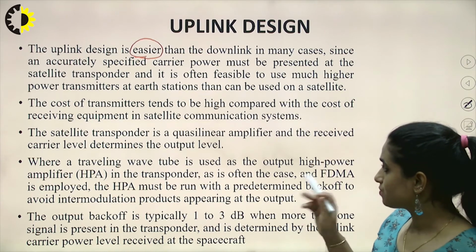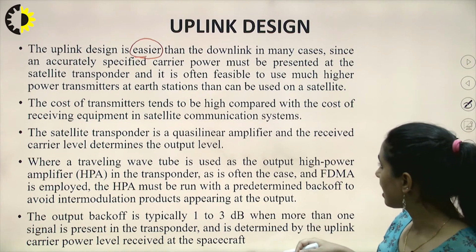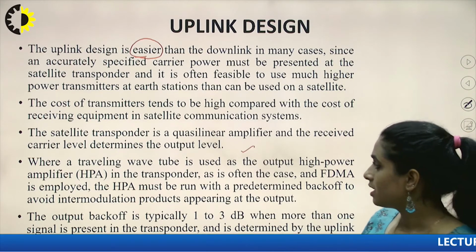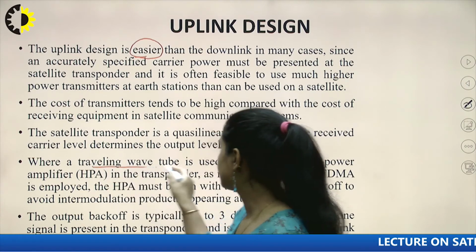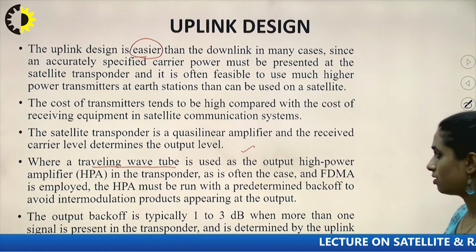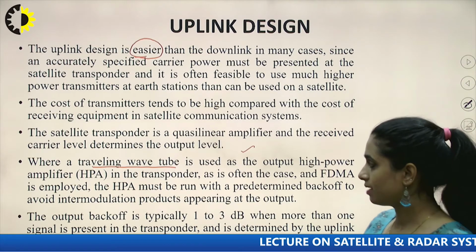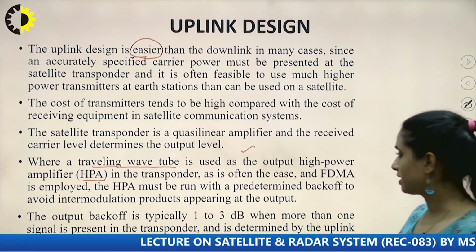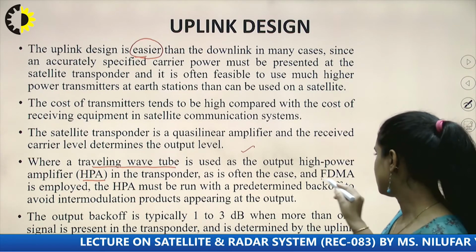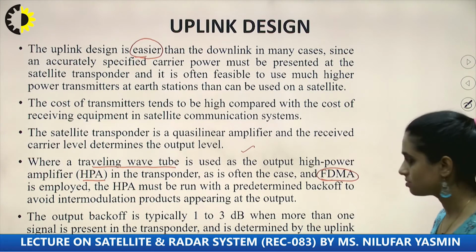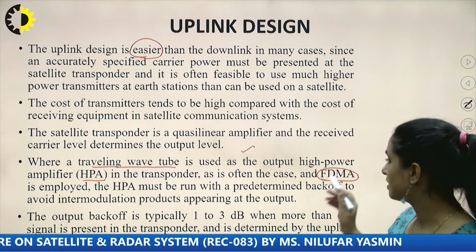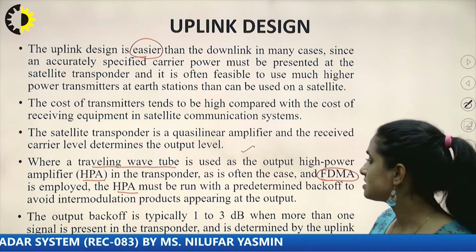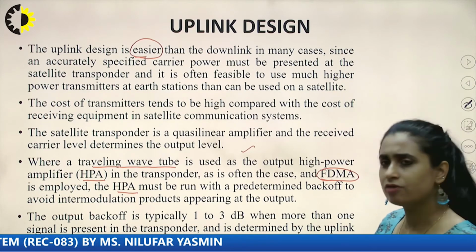The cost of transmitters tend to be high compared with the cost of receiving antenna in satellite communication system. The satellite transponder is a quasi-linear amplifier, and the received carrier level determines the output level, right? We can use a TWT, traveling wave tube, as the output high power amplifier, HPA, in the transponder, as it is often the case, and FDMA. In satellite like analog systems, we use FDMA, frequency division multiple access. So HPA, my high power amplifier, must run with a predetermined back off value.